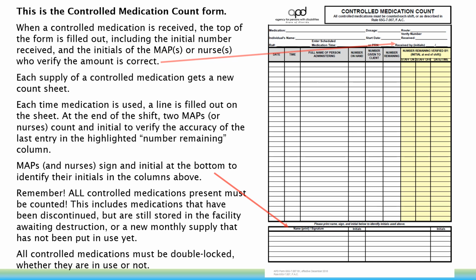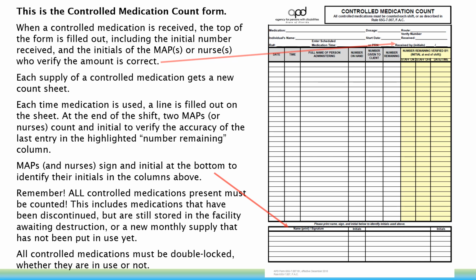At the end of the shift, 2 MAPs, or 2 nurses, must count and initial to verify the accuracy of the last entry of the highlighted number remaining column. MAPs and nurses sign and initial the bottom to identify their initials in the columns above. Remember, all controlled medicines must be present and counted.